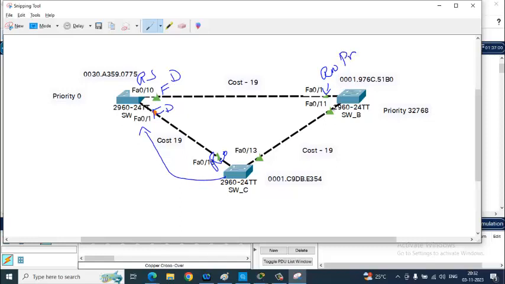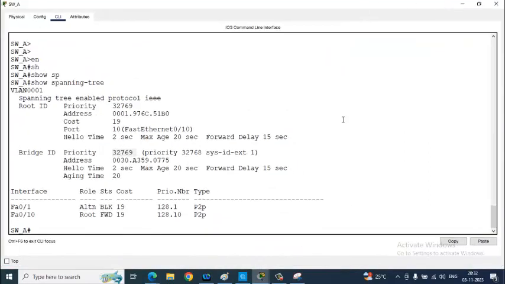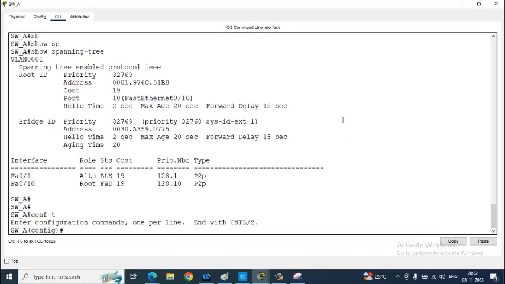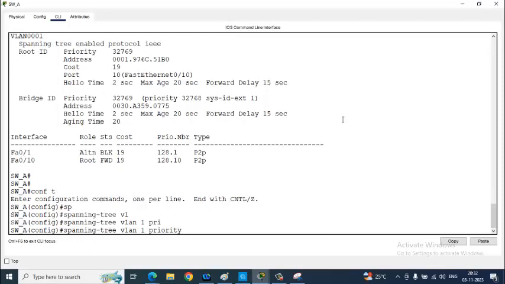Now, after you see that, you see the priority is 0. Show spanning-tree plus the VLAN number. What is the priority now? Now, this has become the root switch already. And I told you, this will not block. Right now it is in the learning state. Wait some time, it will become forwarding. See, both are forwarding. As we expected, this is already doing what we expected.